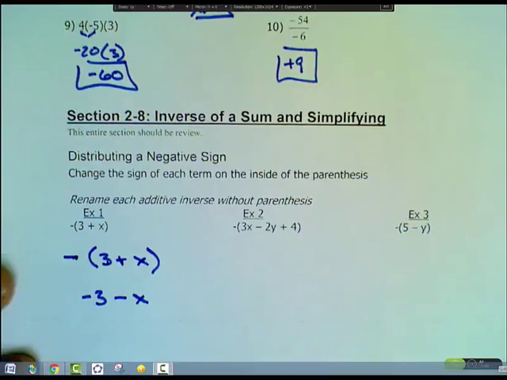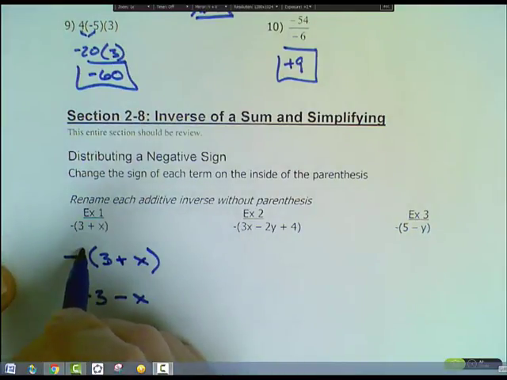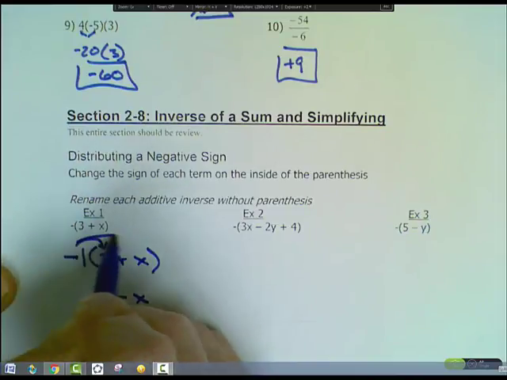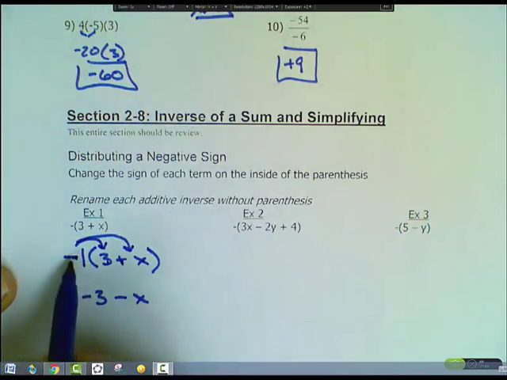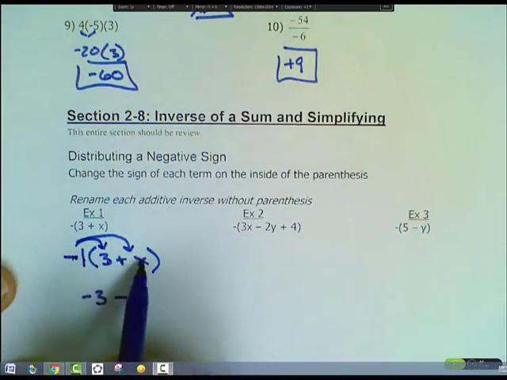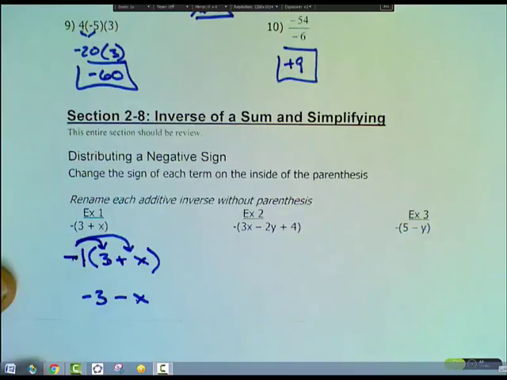Now another way that Manu was talking about doing this is he calls this the ghostly 1. And so what you can do here is distribute the negative 1. It has the same effect. So you can say negative 1 times positive 3 is negative 3. Negative 1 times positive x is negative x.